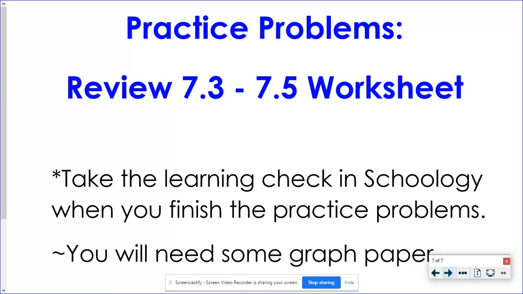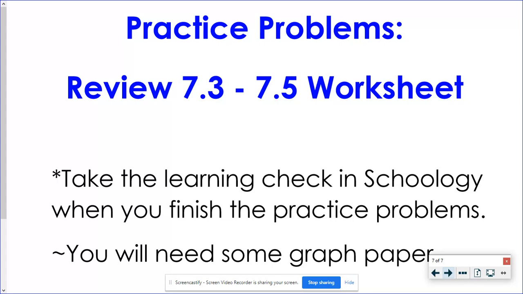Your worksheet today for practice problems is just covering those sections of writing equations from a graph, from a table, from a point and a slope, from 2 points, given a slope and a y-intercept. Any of those situations, you should be able to write the equation. So finish up the worksheet, check it with the answer key in Schoology that's always there, and then you're going to have to take the learning check.